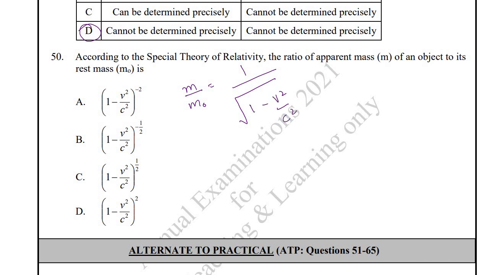So इसका जो रेशियो है वो कुछ इस तरह से हो जाएगा कि m over m naught is equal to (1 minus v square over c square) to the whole power minus 1 over 2. So the right answer for this question number 50 will be option B.